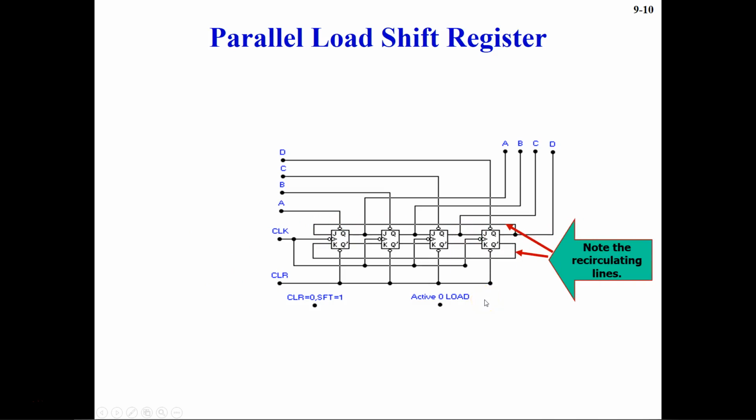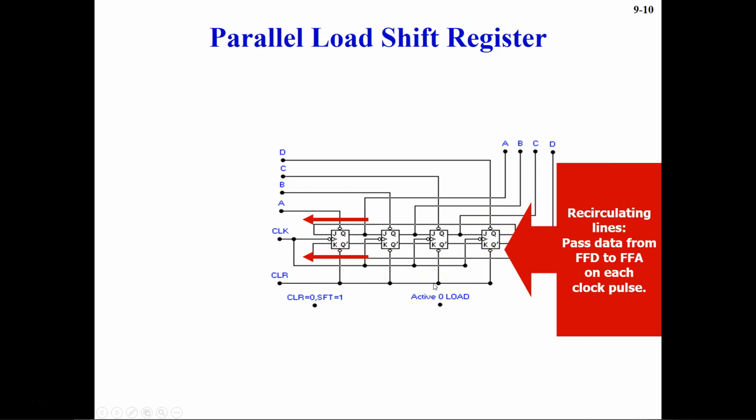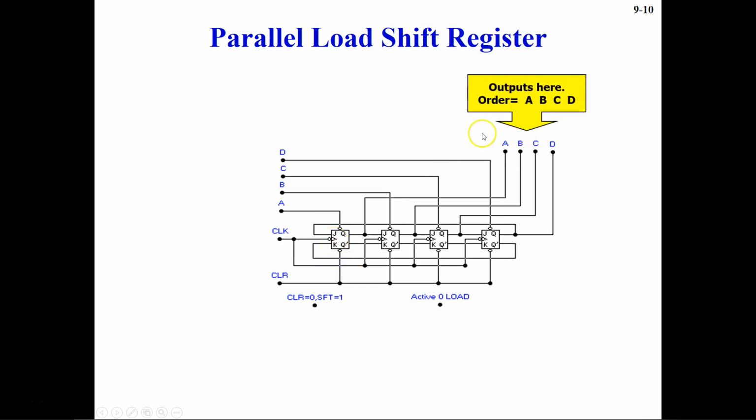Now note the recirculating lines. We already noticed how the output was fed as input to the JK flip-flop. So recirculating lines pass the data from flip-flop D to flip-flop A, in the order A, B, C, D, on each clock pulse. Every time the clock pulse hits, this D flip-flop will transfer the data to the A flip-flop. And your outputs are coming from here.